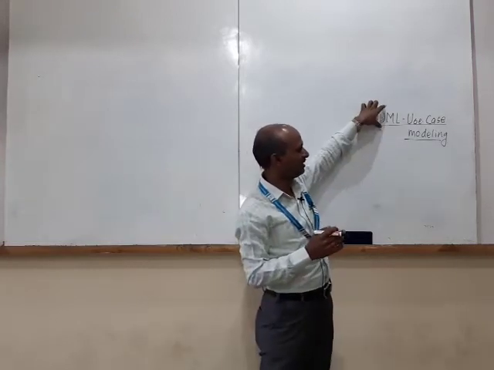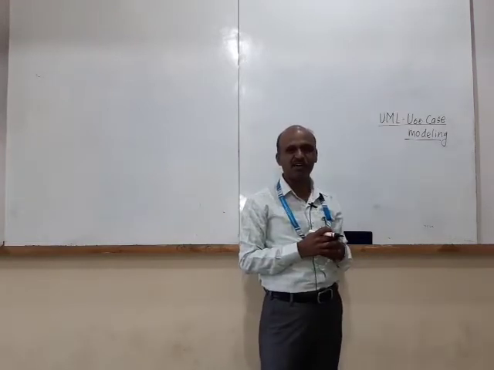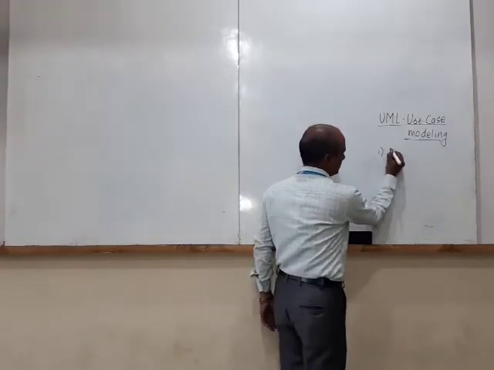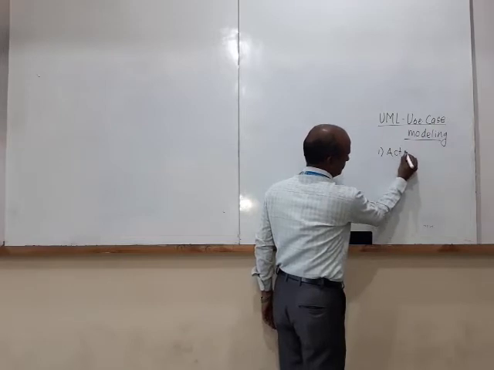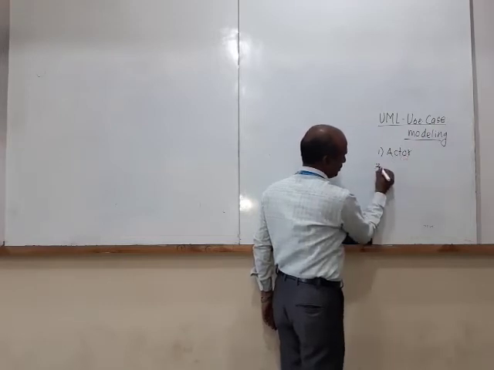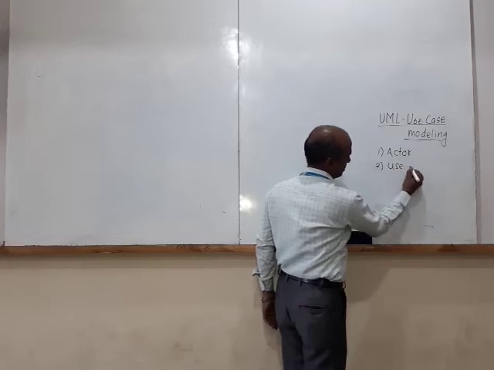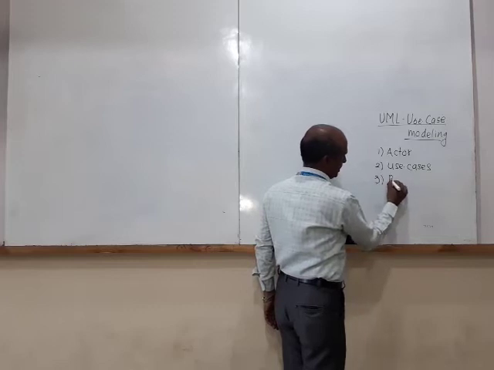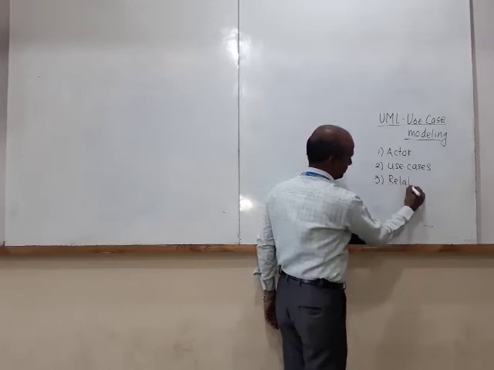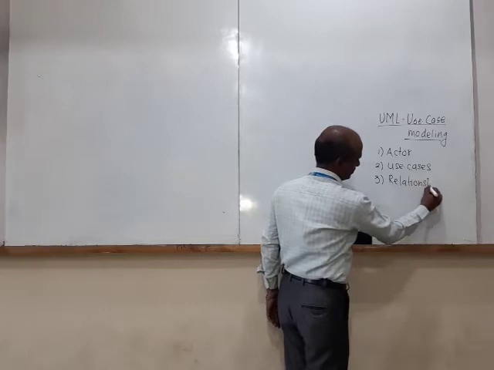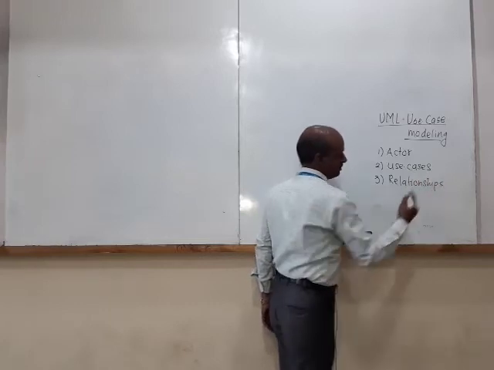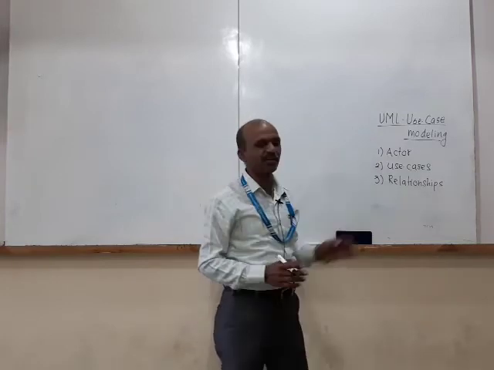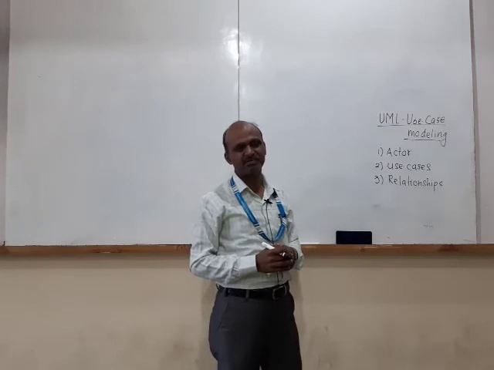According to UML, this use case diagram consists of 3 components. Number 1 is actor. Number 2 is use cases. Number 3 are the relationships. So any use case diagram is nothing but the combination of these three elements.